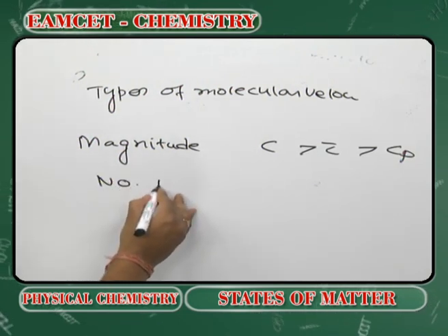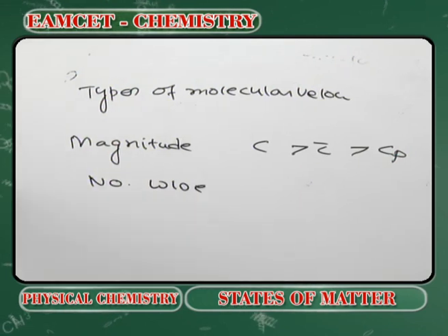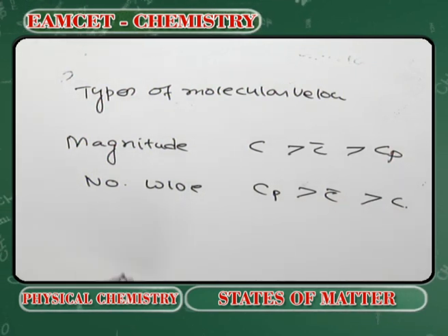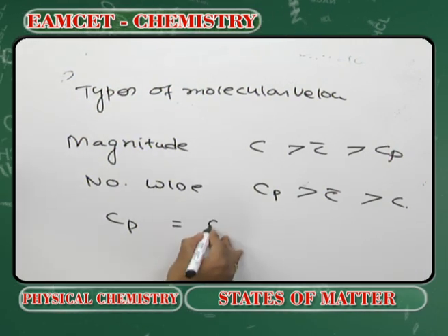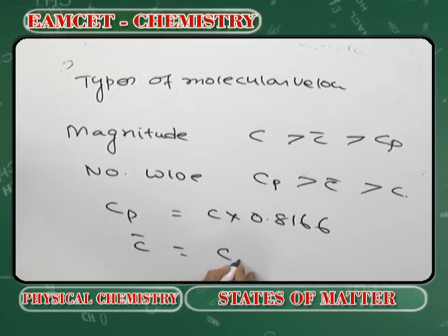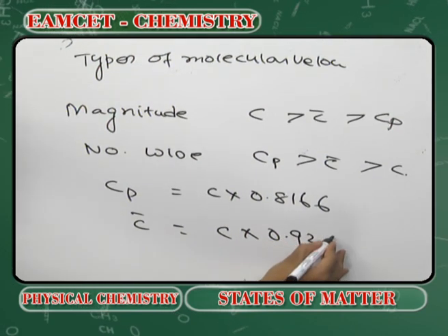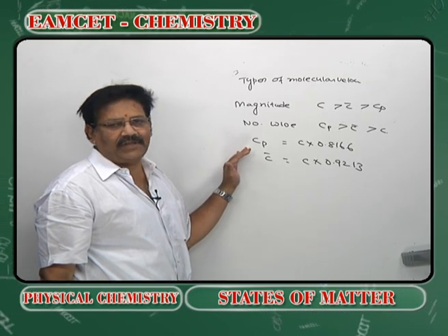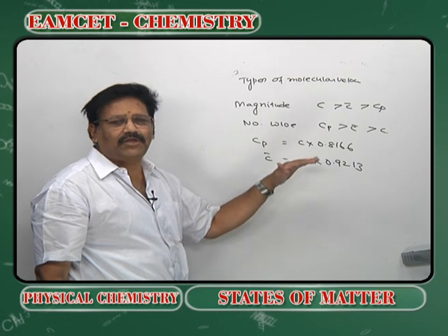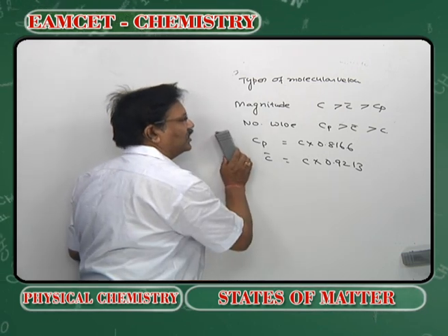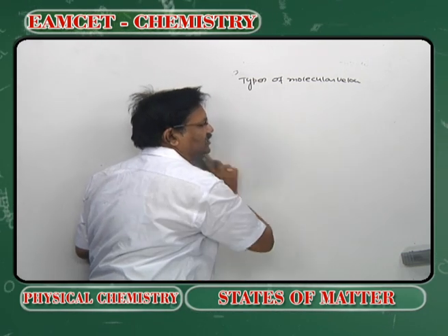Number wise, C greater than C bar greater than Cp. What is the relation between Cp and the RMS velocity? Cp is equal to C into 0.8166 and C bar is equal to C into 0.9213. With increase in the temperature, the magnitude of the most probable velocity increases, but the fraction of molecules moving with the most probable velocity decreases. So this is briefly about the types of molecular velocities.